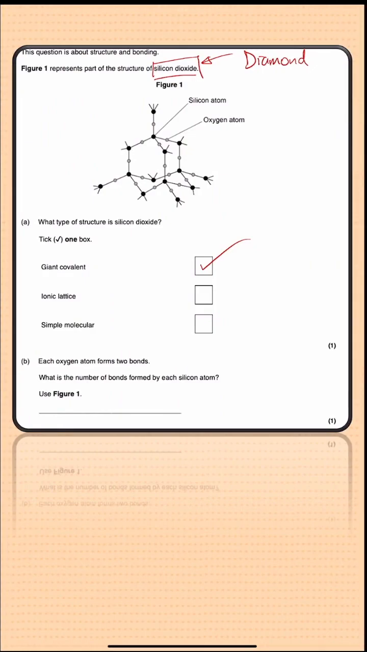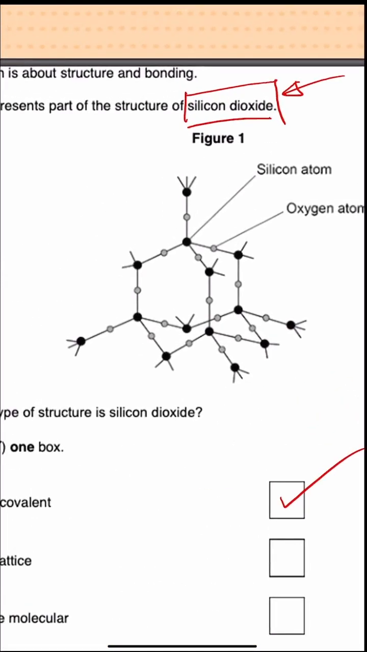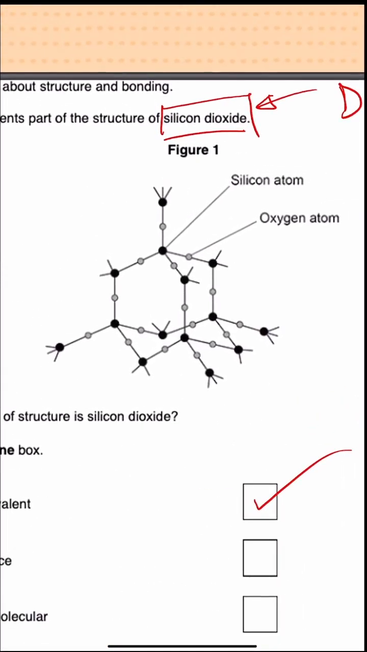Each oxygen atom forms 2 bonds. What is the number of bonds formed by each silicon atom? Each silicon atom. So let's look at that diagram carefully. What do you guys think? Each silicon atom, how many bonds does it form? What do you think the answer is? We got an answer of 4. We got an answer of 2. Let me know, guys. Don't be shy. Even if you get it wrong, you don't miss out on anything. So we got 4. Let's think about that. Most people are saying 4 here. We got silicon.